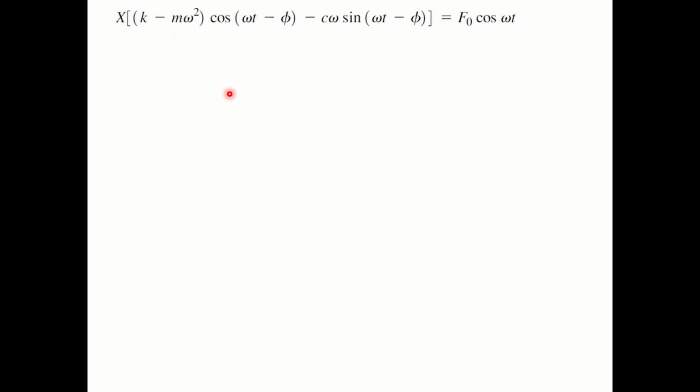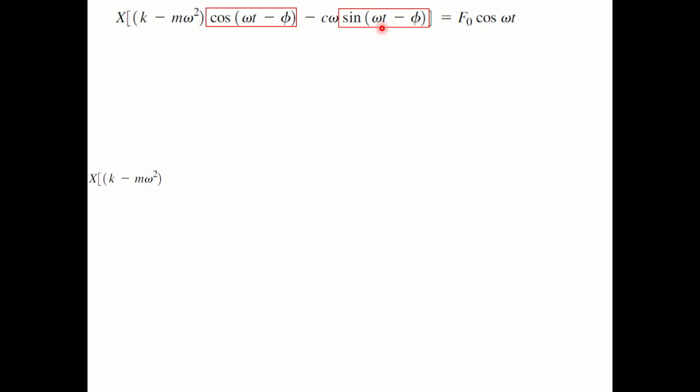See what the equation is. X is common: (k minus m omega square) cos(omega t minus pi) minus c omega sin(omega t minus pi) is equal to F cos omega t. So now you have to simplify. See here, cos(a minus b) and sin(a minus b). You know what the formula is.